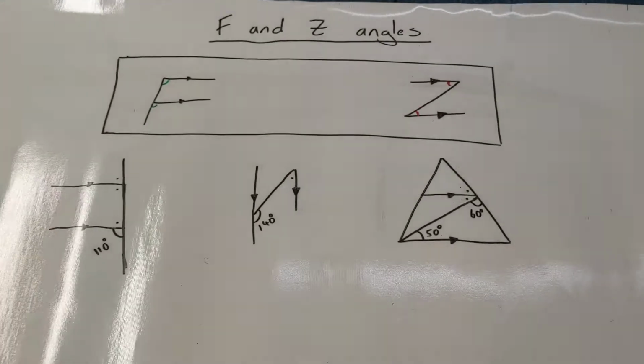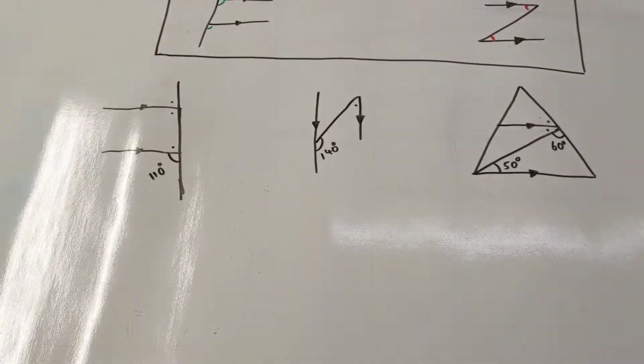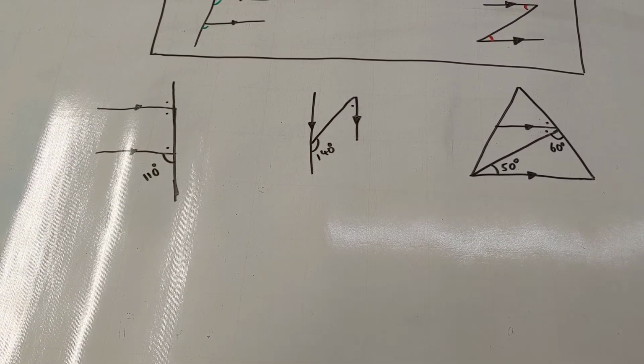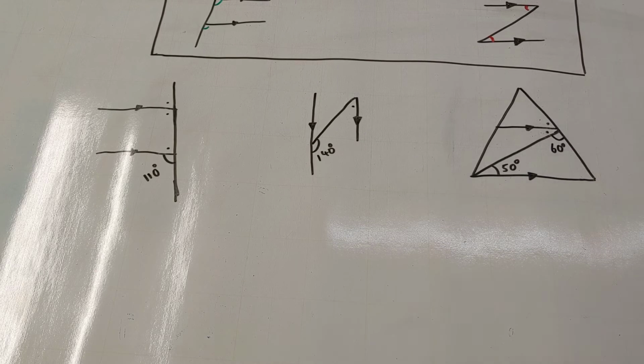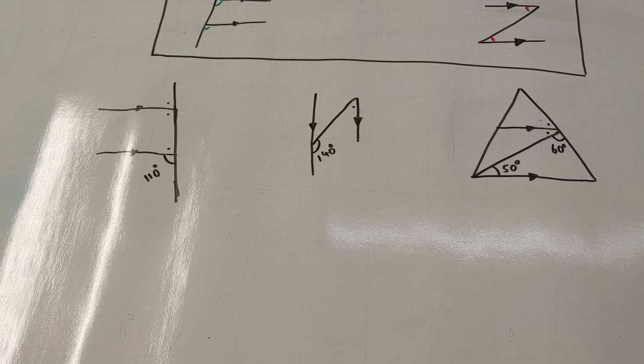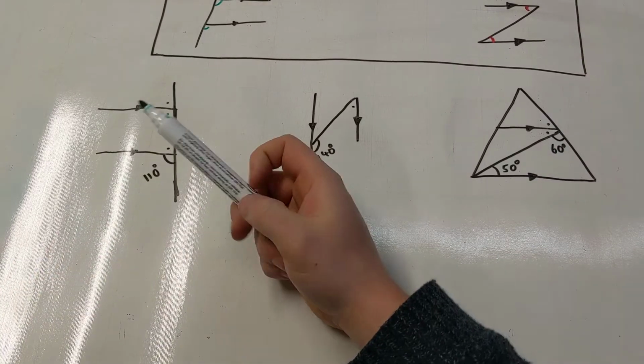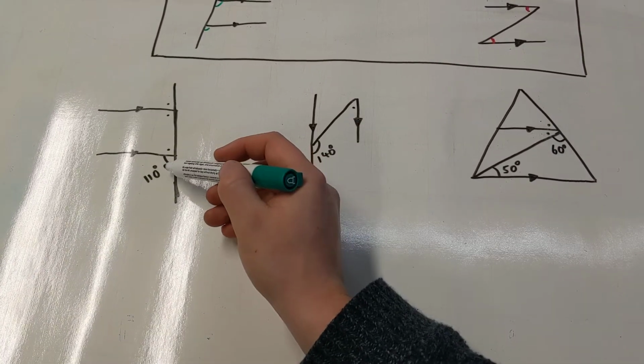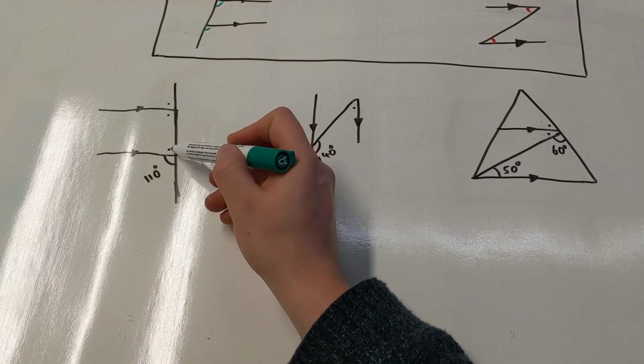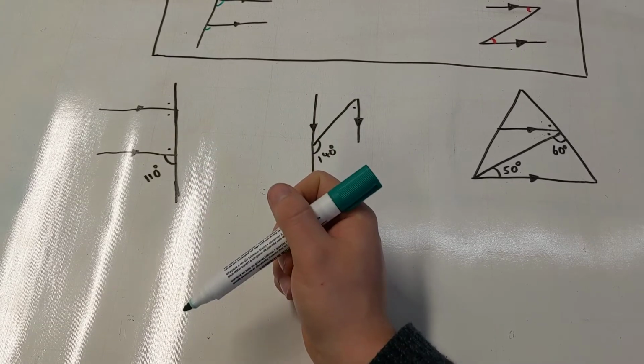So what I've done here is I've put a couple of examples down that's going to use the F and Z rules and some other rules we've learned about finding missing angles. So first, let's look at this one here. So we're told straight away, this is 110, and then I want to find each of the angles I've marked with a dot.